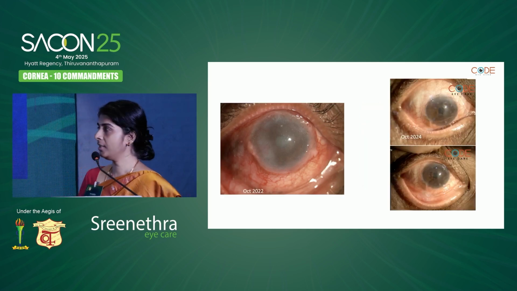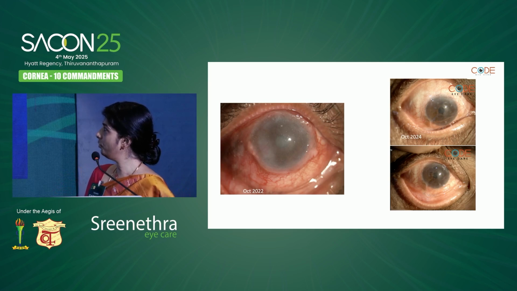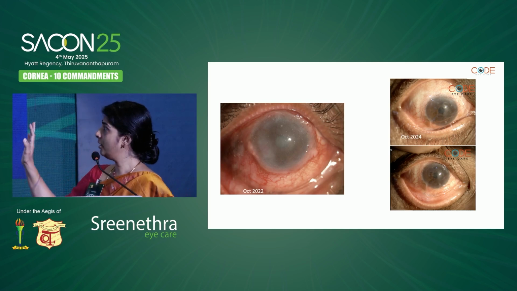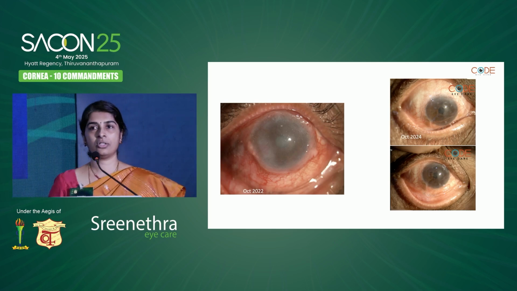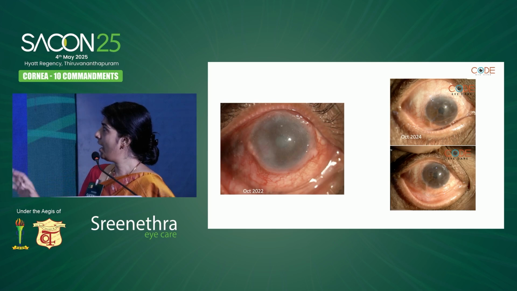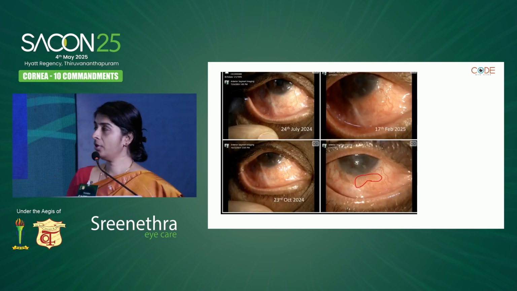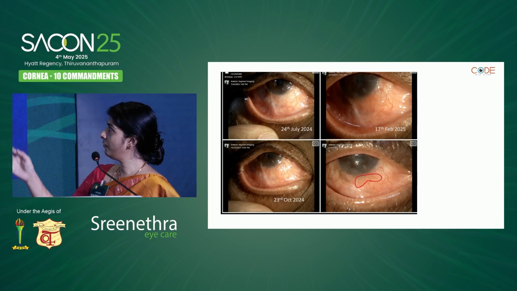Moved to 2 years later, October 2024, at Code Eye Care. This patient still looked relatively good. He underwent a cataract surgery in between because it was a year following the excision of the lesion, and still looked pretty recurrence free. But when we saw him in February 2025, there was an area that looked suspicious here.